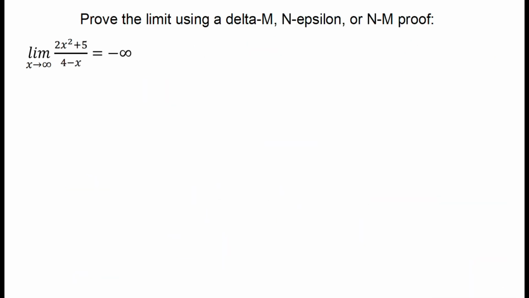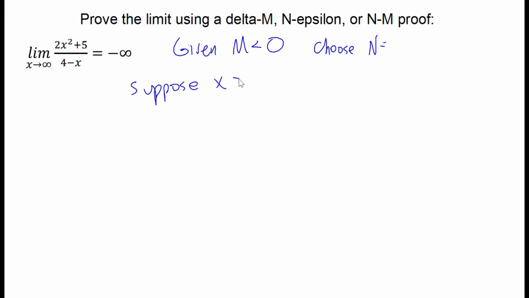And for our last one here, it's again an n-m proof. We're going to be given, again, this time an m less than 0, because we're equaling negative infinity. And we'll choose an n equal to something here. And we'll suppose that this time x is greater than n is greater than 0, because x is approaching infinity.